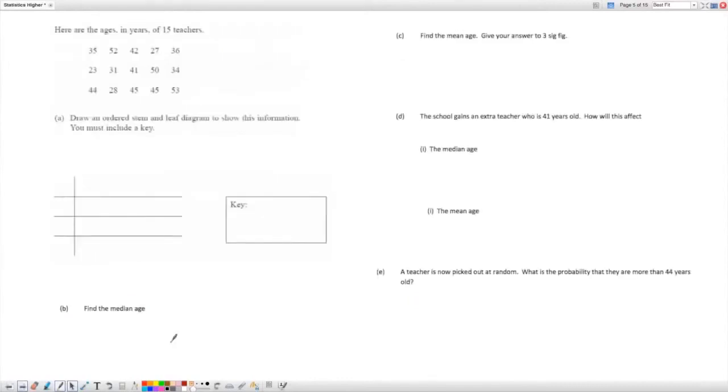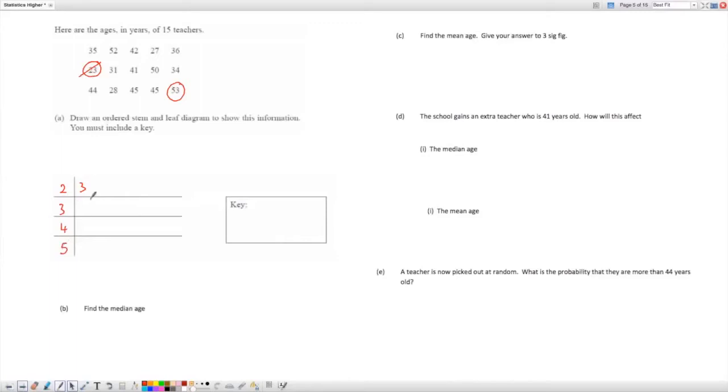Here are the ages in years of 15 teachers. We're asked to draw an ordered stem and leaf to show this information. We must include a key. So let's take a look at the youngest teacher here, 23. So our first row will be for the 20s and our first value is 3. Our largest, our highest number here, the oldest teacher we have is 53. So on our rows down here we must go 30s, 40s and 50s.